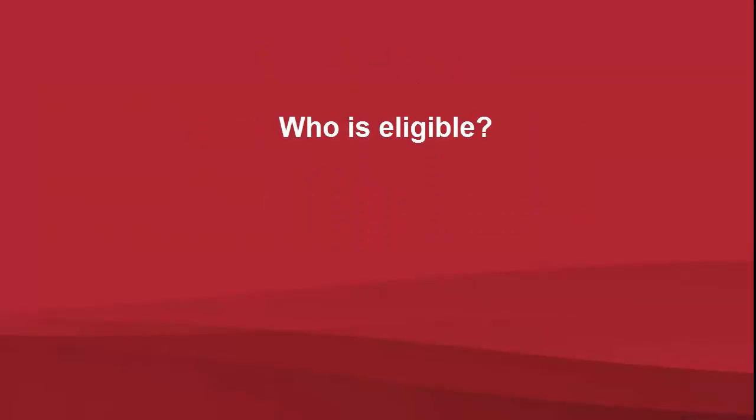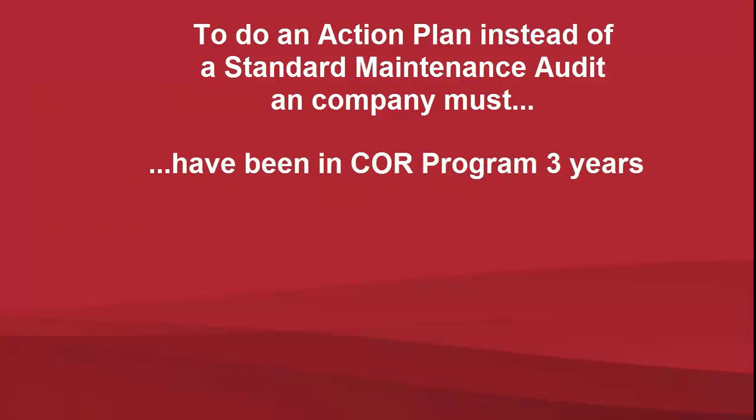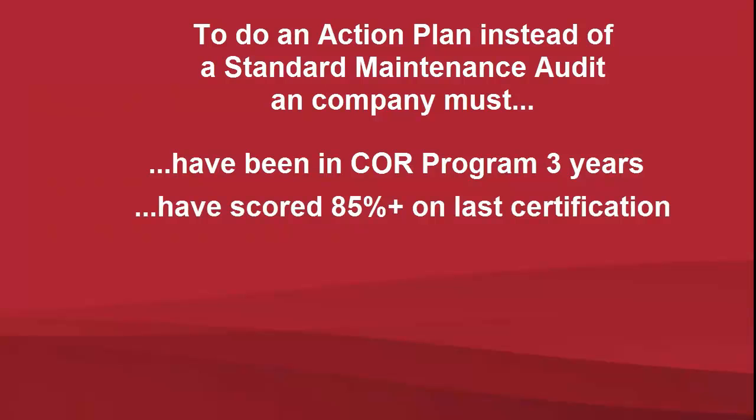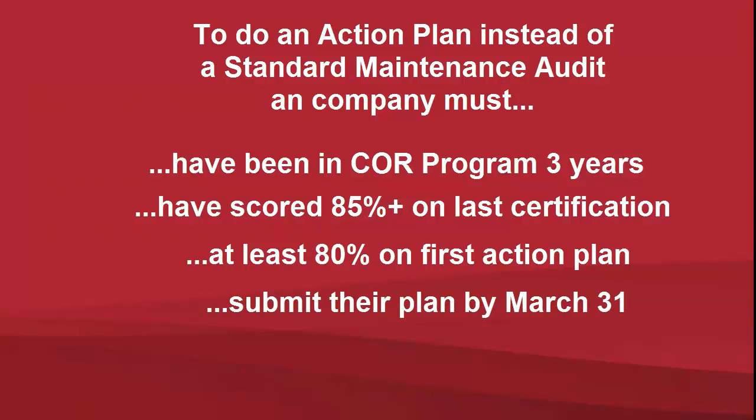So first things first, who is eligible for an action plan? If a company wants to do an action plan option instead of a standard core maintenance audit, they need to have been in the core program for at least 3 years. They need to have had a score of at least 85% on their last certification audit. And if they want to do action plans for both maintenance years, they need at least an 80% score on their first action plan. And finally, they have to submit their application to Enform by March 31st.